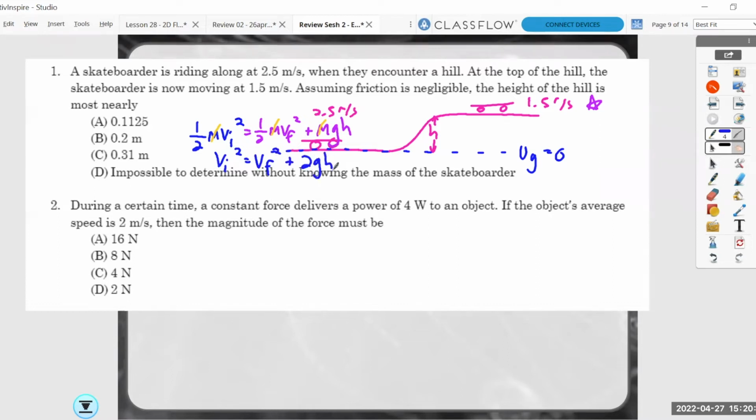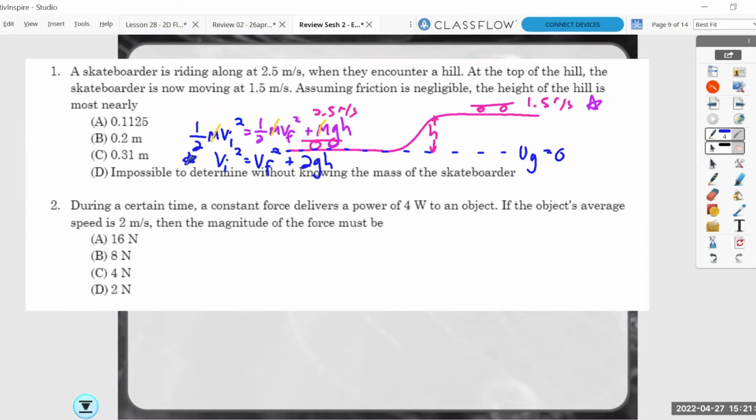And I just want to pause for a moment and note that, as I've said sometimes before, this is basically the third kinematics equation, which is why the third kinematics equation is secretly a work and energy equation rather than a kinematics equation. You can still use it like a kinematics equation. But, so our initial velocity squared equals our final velocity squared plus 2gh.